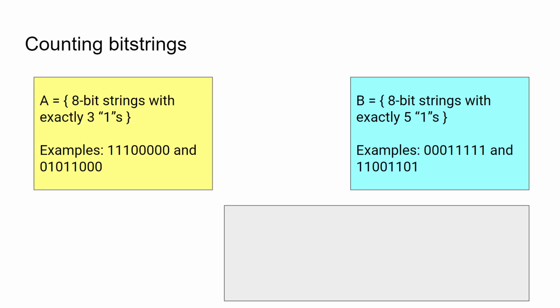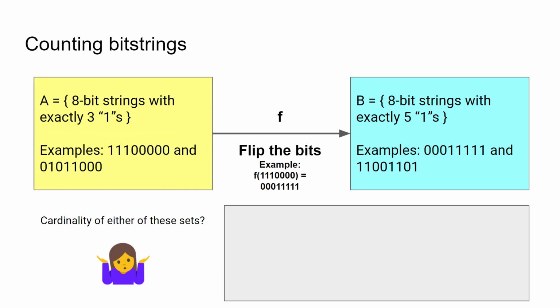It's not obvious how many elements are in each of these sets. We'll be solving that problem later, but I can show you that these two sets have the same number of elements, that is, the same cardinality, without actually counting the number of elements in either one of them. I can do this by setting up a bijective function from one set to the other, and here's how that might work. Let's let f be the function from A, the set of 8-bit strings with 3 1s, to B, the set of 8-bit strings with 5 1s, defined like this.